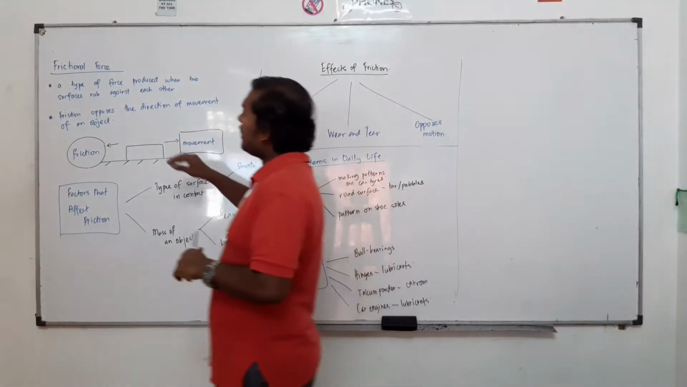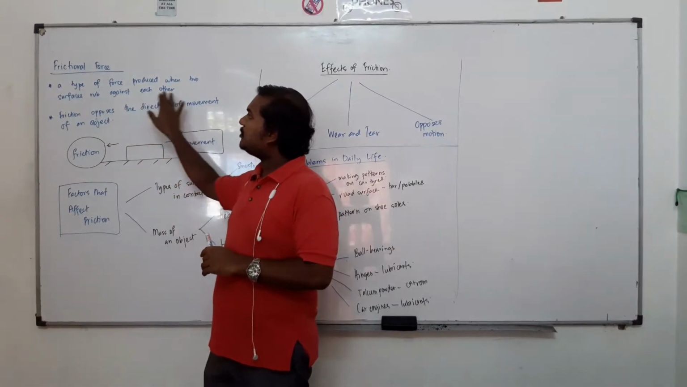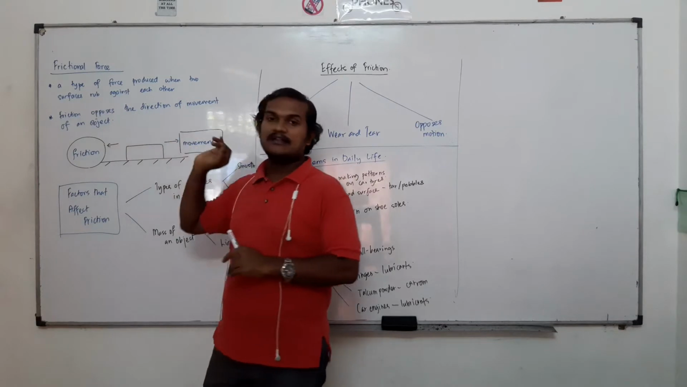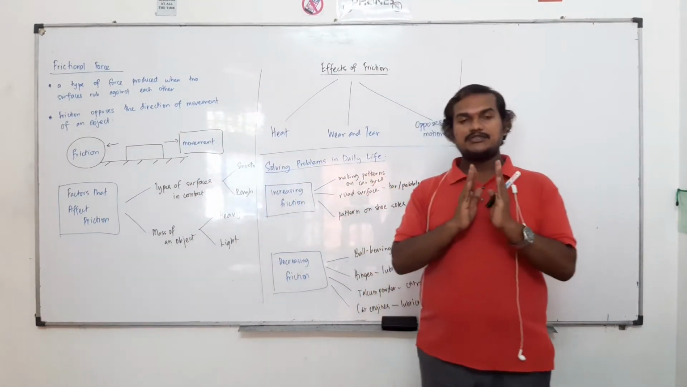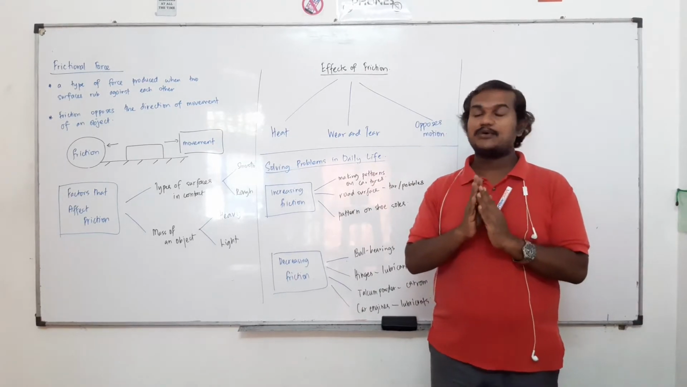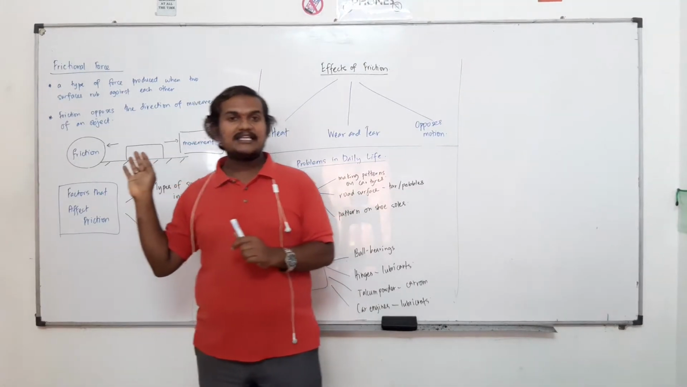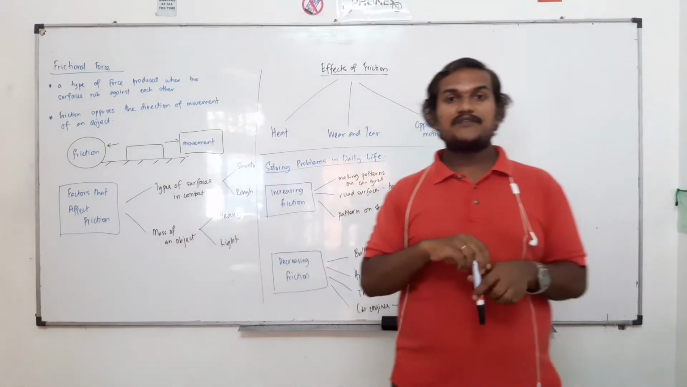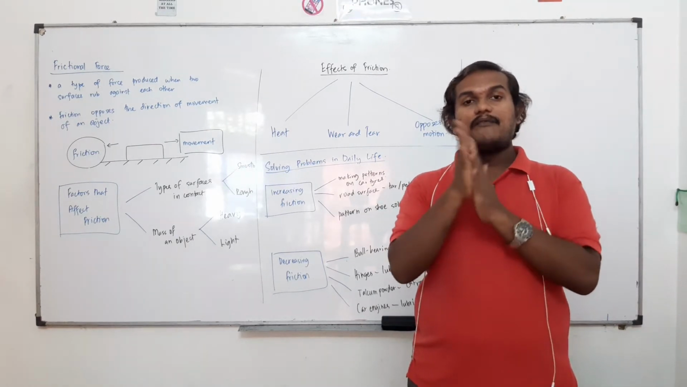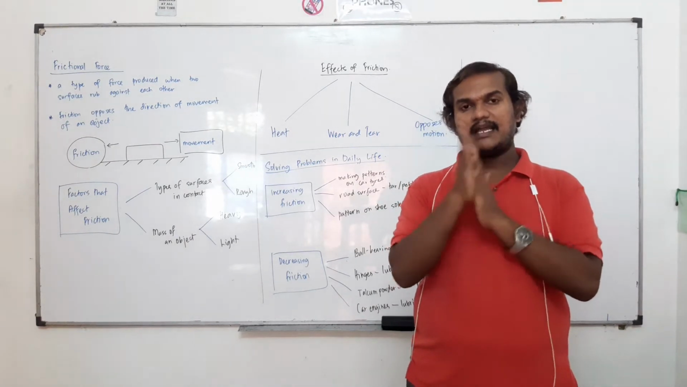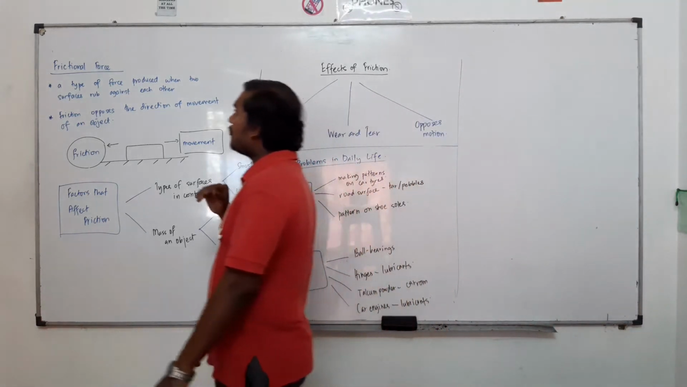I have already given you the meaning of frictional force: a type of force produced when two surfaces rub against each other. That means two surfaces must be in contact and rubbing each other. By doing this we can produce frictional force. For example, when I rub my hands together like this, for sure I can cause frictional force to be produced. This is one example of frictional force.